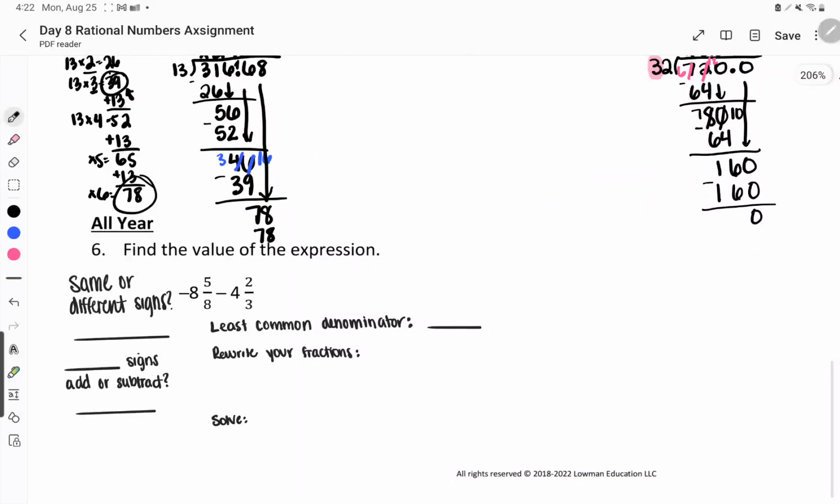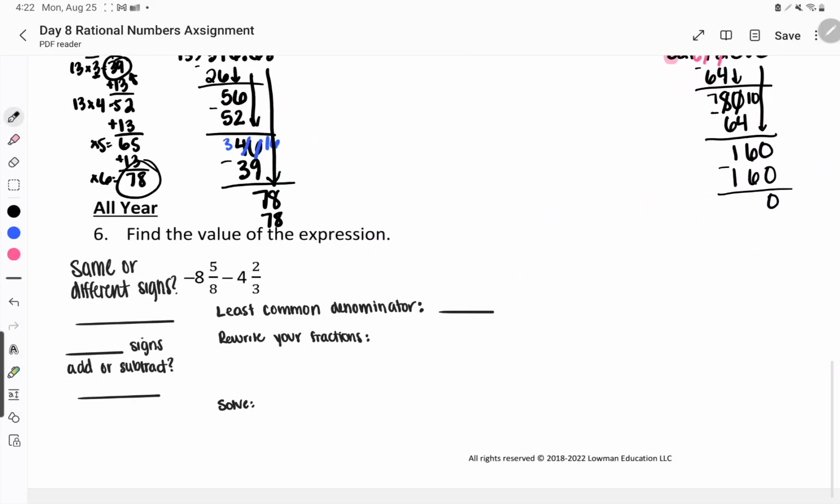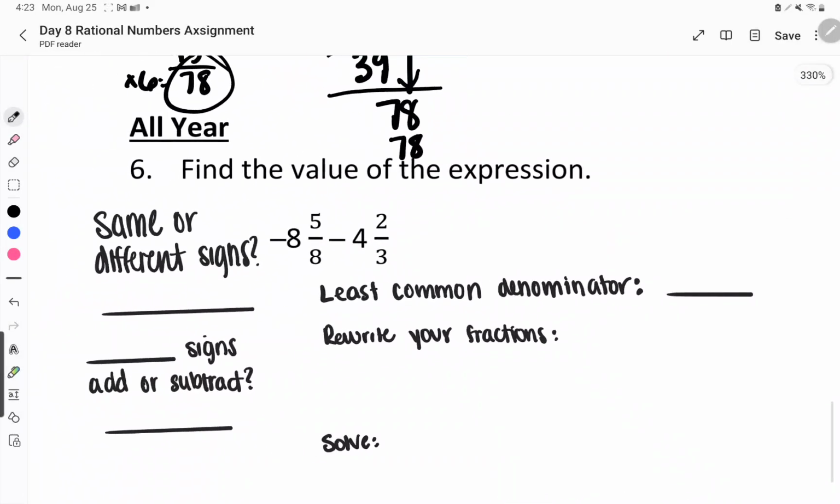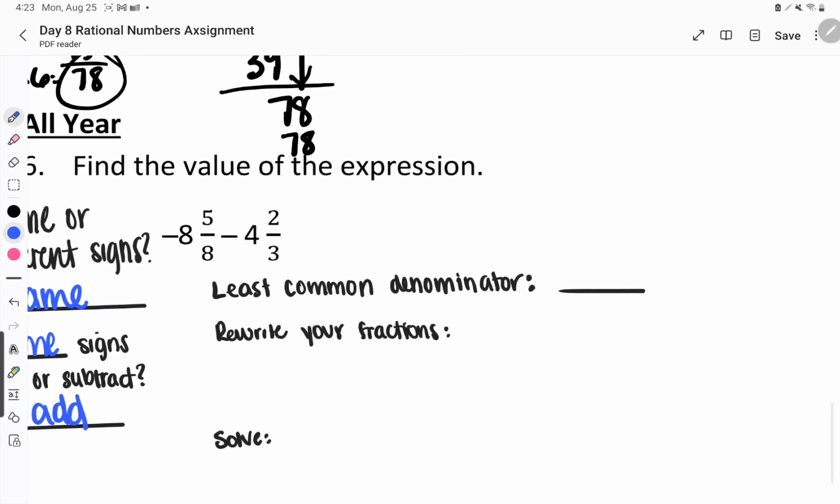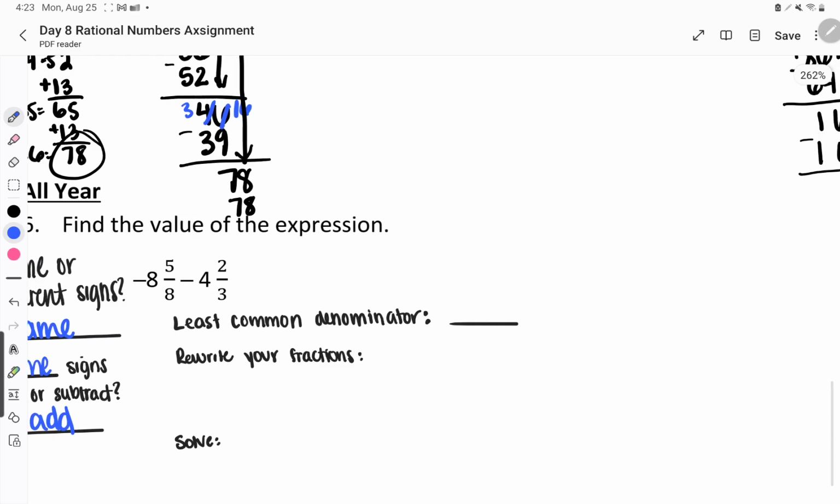Okay, perfect. This one says to find the value of the expression. Now, taking a look at this, are these same signs or different signs? These are same signs. They are same signs because this is a negative, and then this is a subtraction symbol, and remember, a subtraction symbol is a negative. So same signs, add or subtract? Same signs, add. We have to add our 2 numbers together.